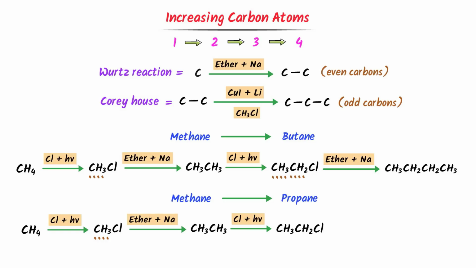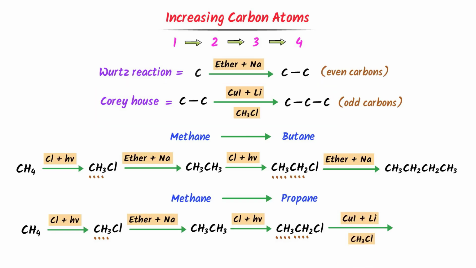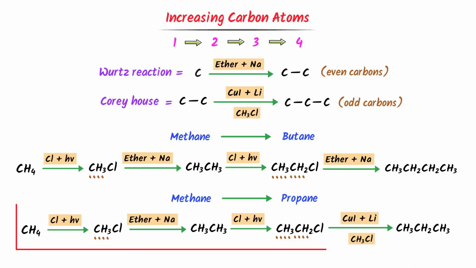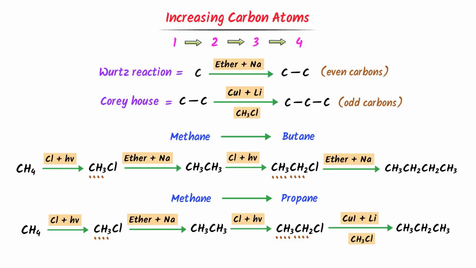Now listen carefully. There are already 2 carbons. I need to add only 1 carbon to it. Hence I use Corey-House reaction. I add copper iodide, lithium and methyl chloride. I get propane. Thus I converted CH4 to methyl chloride, to ethane, to ethyl chloride and then using Corey-House reaction, I convert it to propane. Therefore, using Wurtz reaction and Corey-House reaction, we can easily solve conversion reactions of increasing carbon numbers.